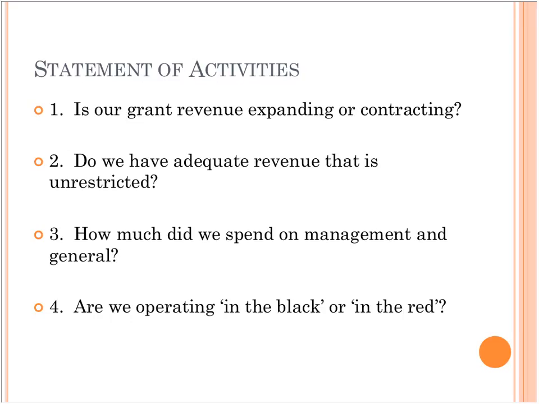Third, how much did we spend on management and general? We need to make sure that we control the amount of money that we are spending on our administrative structure. If we have too much and have too big of a management structure, we will not be able to cover these costs because many grants have limitations on how much administrative costs. And finally, a basic question, are we operating in the black or in the red?